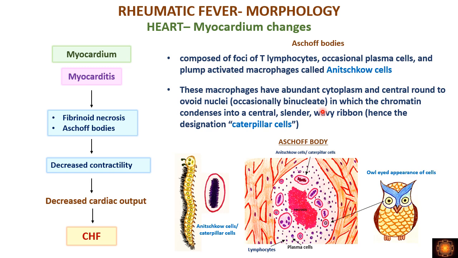So we have lymphocytes, T lymphocytes, plasma cells, and Anitschkow cells which have the caterpillar-like nuclei or the owl-eyed nuclei. These are the Aschoff bodies, and in the center we have fibrinoid necrosis. So because of these Aschoff bodies, there is damage to the muscle. So there is decreased contractility. When there is decreased contractility, obviously there is decreased cardiac output, and this leads to congestive heart failure.